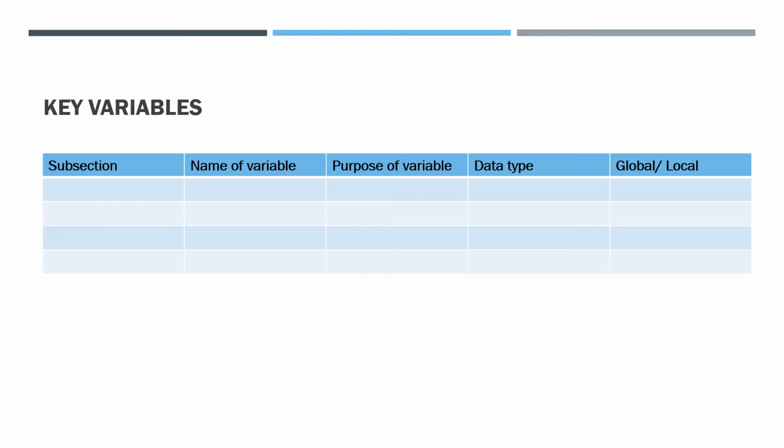I suggest you create a table something like this, or you could create a different table for each subsection, or if you're using object-oriented programming, you could create a table for each object which lists the attributes of that object. In any case, I would say what subsection you're talking about, the names of the key variables in that subsection, and the purpose of each one of those variables. I think it's also a good idea to say what data type the variable is and whether it's a global or a local variable or a parameter or whatever it is that you're doing. Okay, so that shouldn't actually take you that long. And remember that you can leave out minor variables.